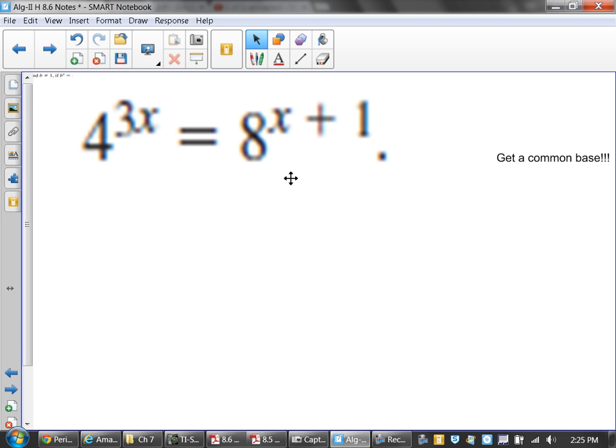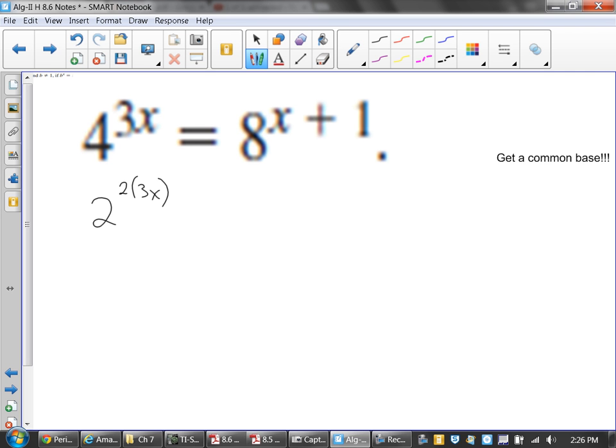For example, if I'm looking at these two problems, in order to be able to solve for the variable, what we have to first be able to do is get a common base. So if I'm looking at a 4 and an 8, how can I turn either one of them into having the same base? I want to use them as base 2. I can rewrite 4 as a base 2 by having what as its exponent? 2. Good. So I rewrite this as 2 to the 2 times 3x.